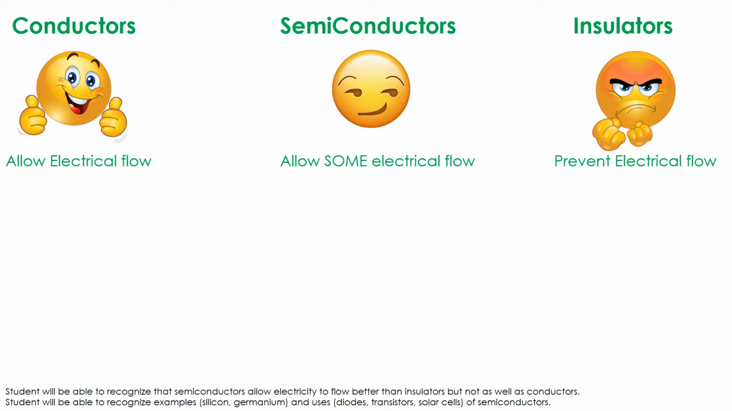So in your bottom line of boxes, you're going to have conductors allow electrical flow. In your middle bottom box, you're going to have some electrical flow, or allows some electrical flow, and then insulators prevent it, or however you want to say it. You're just filling in those boxes. That lets you fill in your chart on your Cornell Notes.